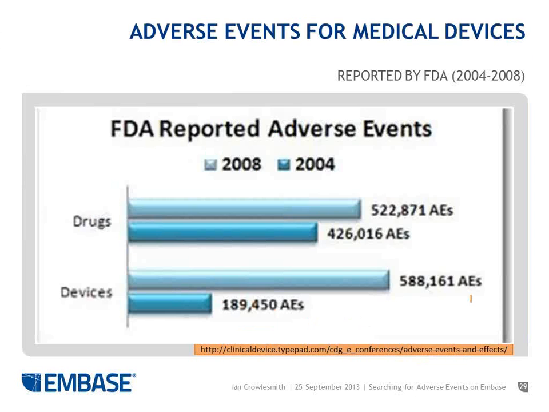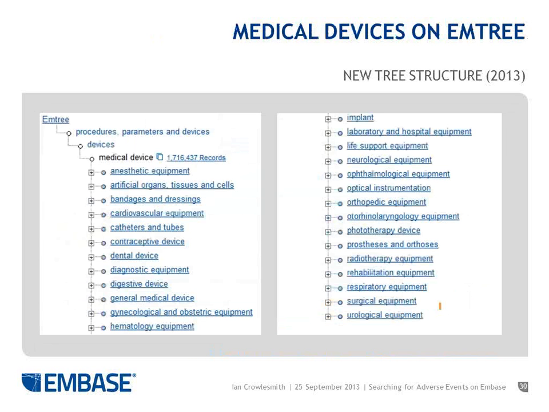If you look at some information which has been prepared by the FDA, this is a little while ago now, you can see that the growth in adverse reactions against devices in the period 2004 to 2008 has exceeded that shown for drugs here, to the extent that there are even more adverse reactions against devices. So how can you search for these kinds of adverse reactions on Embase?